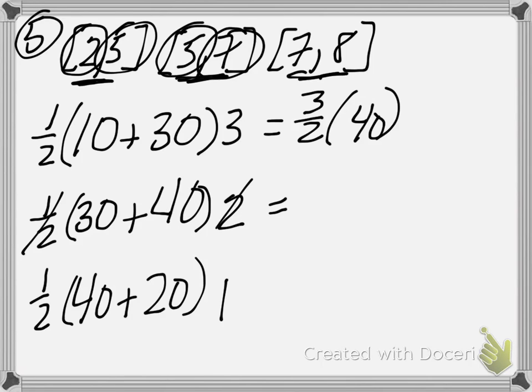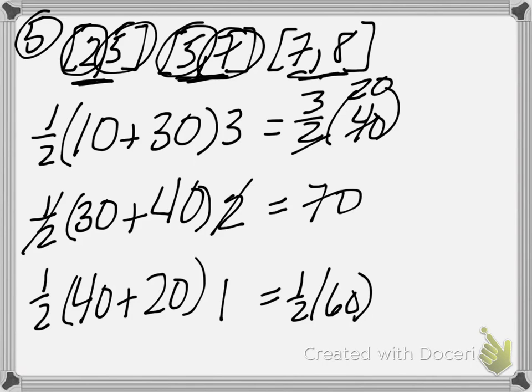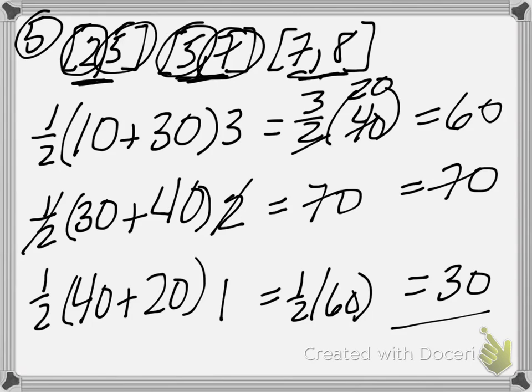1 half times 2 will just cancel. That will give us 70. And then we have 1 half of 60. So 2 goes into 40 20 times, so we're going to get 60, 70, and 30. And this will give us 160, which is choice C.